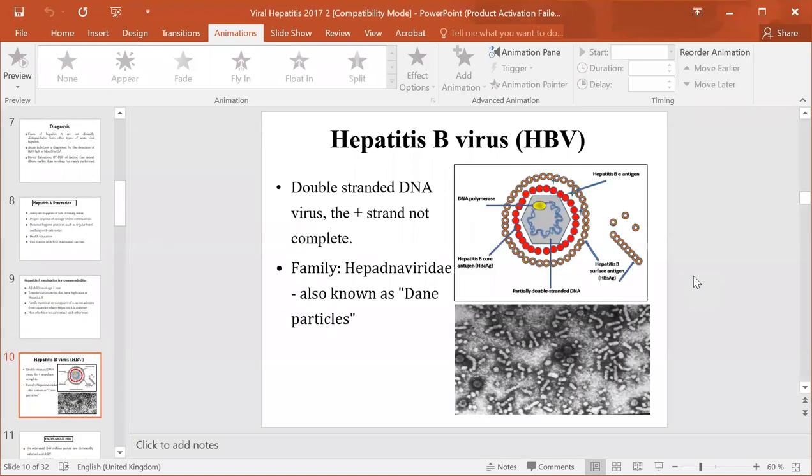So we move on to the next hepatitis virus. And I want to move to serum hepatitis viruses. I want to use the example of hepatitis B virus as an example of a serum hepatitis virus. So let me take a one minute break.